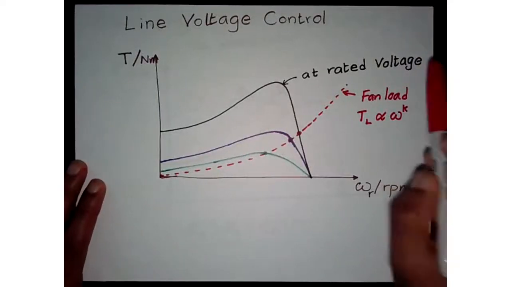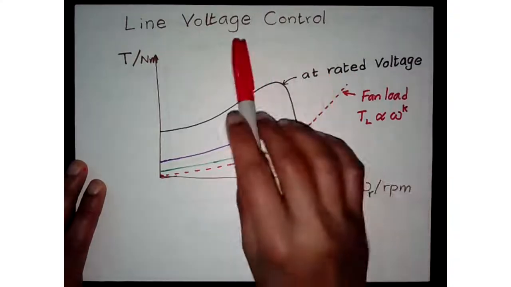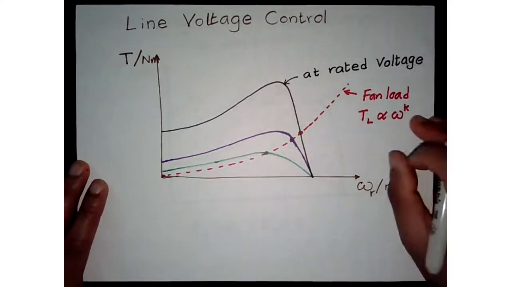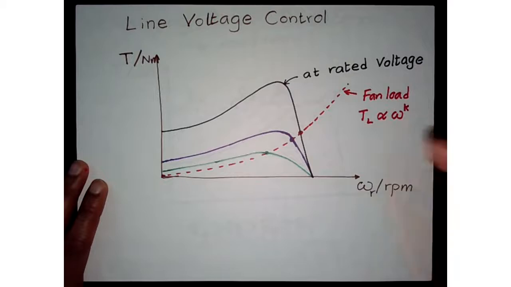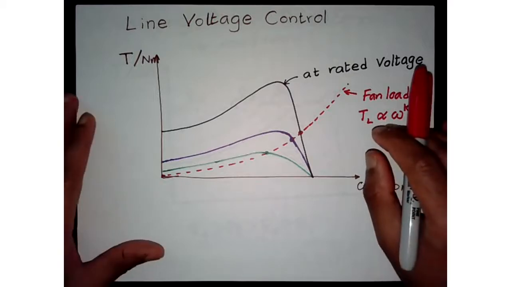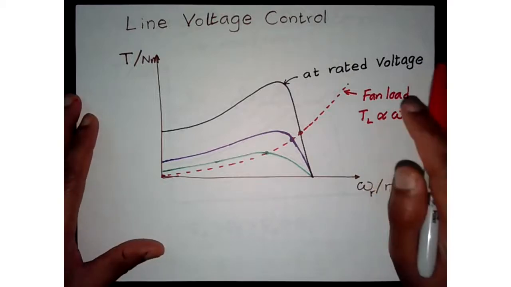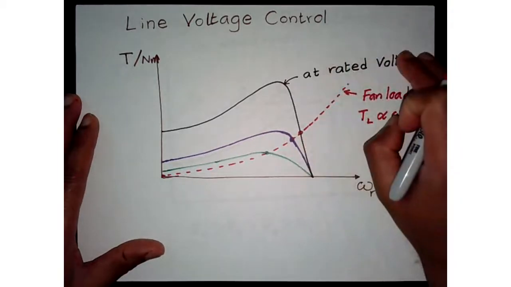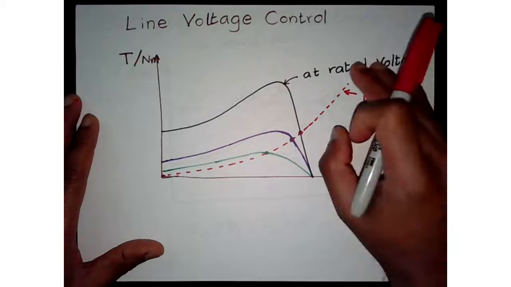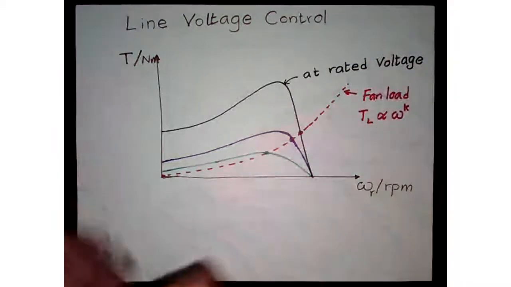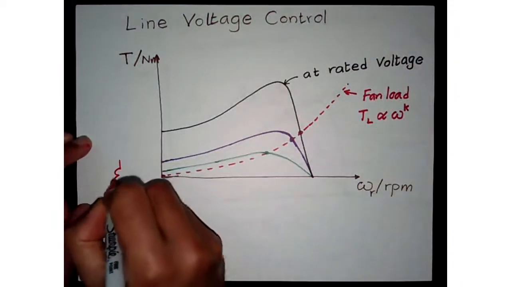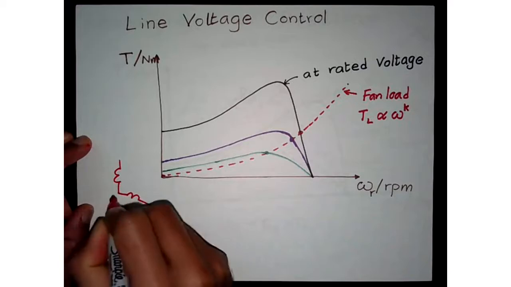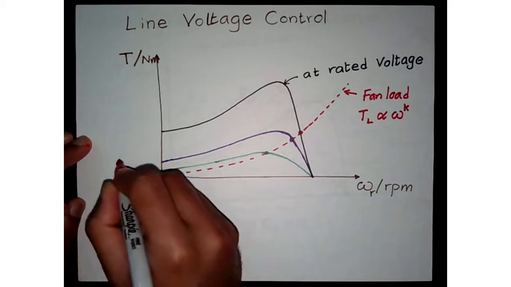First of all is line voltage control. This is a very crude mechanism to control the speed of the machine. The first thing to notice is what happens when we change the voltage applied to the machine. Let's say you have a three-phase set of windings, like that.